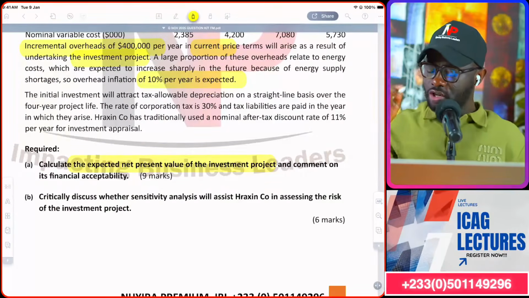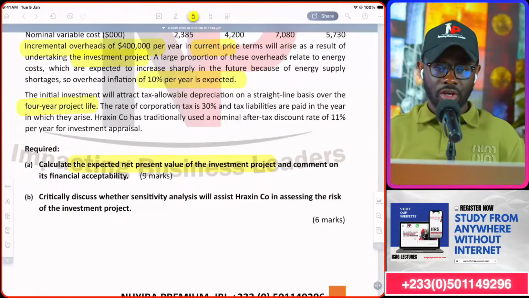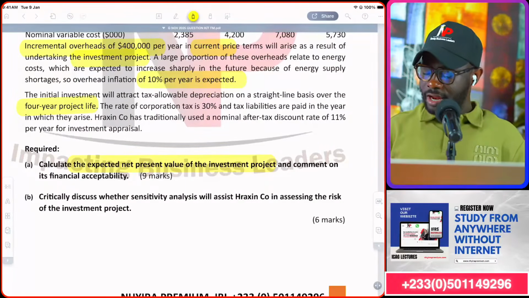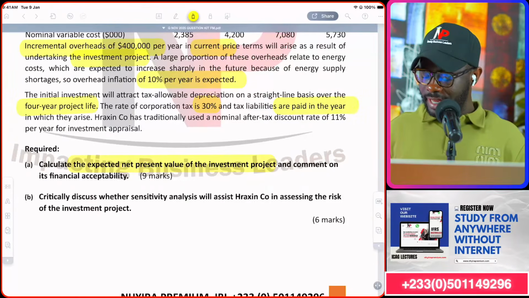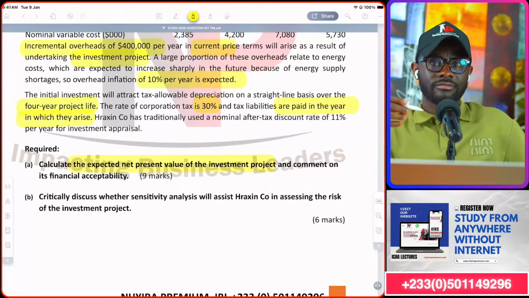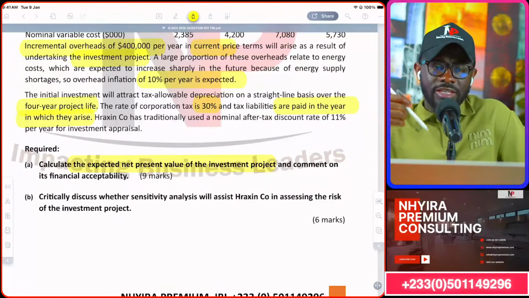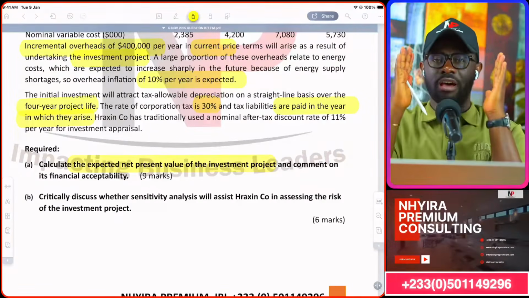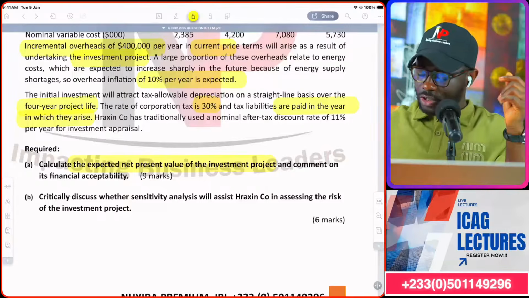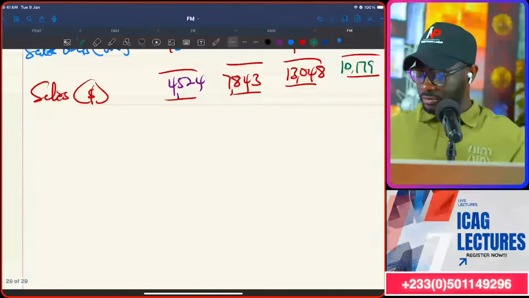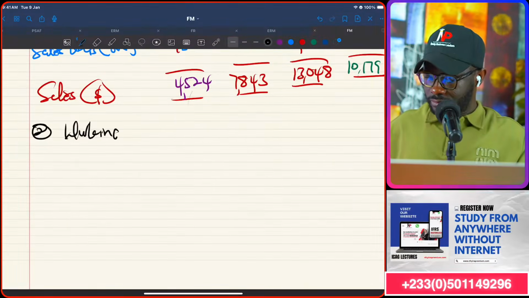The initial investment will attract tax allowable depreciation on a straight line basis over 4 years life. The rate of corporation tax is 30% and tax liabilities are paid in the year in which they arise. Since tax liabilities are paid in the year they arise, it means we will still stay with our 4 years. If it was in arrears, then we would have done the 5-year schedule. We can do working capital as workings too. I don't know if I can do that here, looking at the space I have. So working capital.